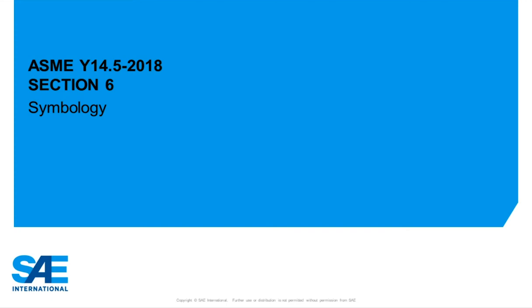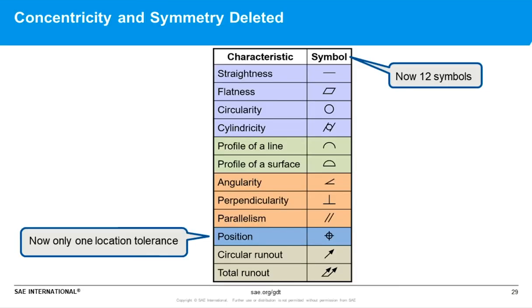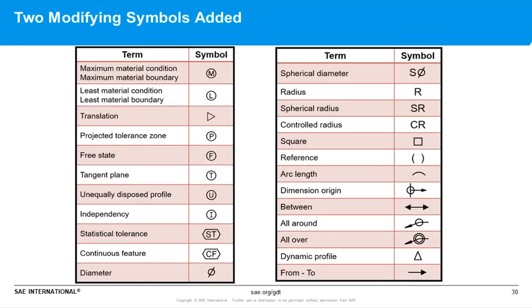So that takes care of Section 5. Next, let's talk about Section 6, Symbology. Okay, and there were several changes there. Again, the most significant change, as we see looking at our chart, there's only one location tolerance, position. There's no longer symmetry or concentricity. Those have been removed. So now, of course, that means there's only 12 symbols instead of 14.